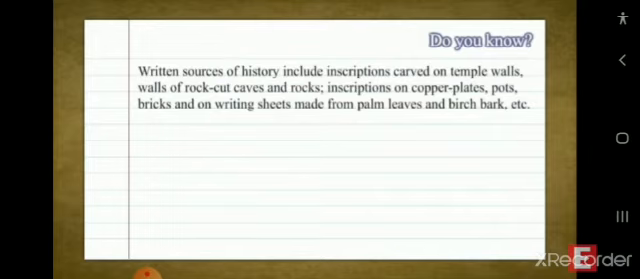Do you know? Written sources of history include inscriptions carved on temple walls, walls of rock-cut caves and rocks, inscriptions on copper plates, pots, bricks, and on writing sheets made from palm leaves and birch bark, etc. Written sources.